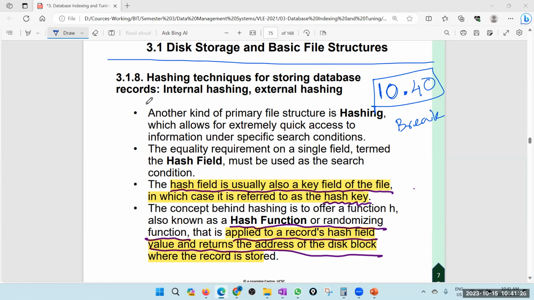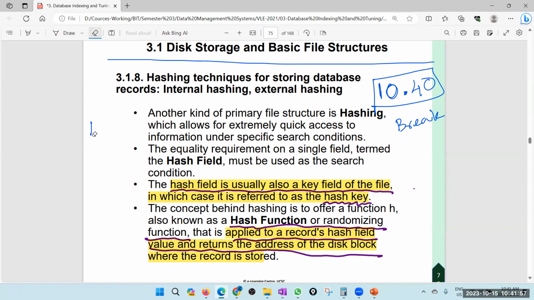The third approach is we use hashing techniques to access the file, access the records, or access the block. Remember, the smallest unit of access is block. So when you want to find a particular record, if you use hash techniques to find the record and also store it, we call it hash technique or hash file. Okay. So what is a hash?